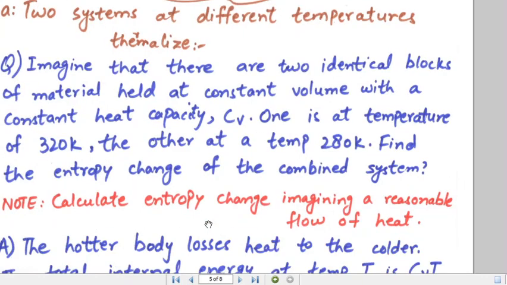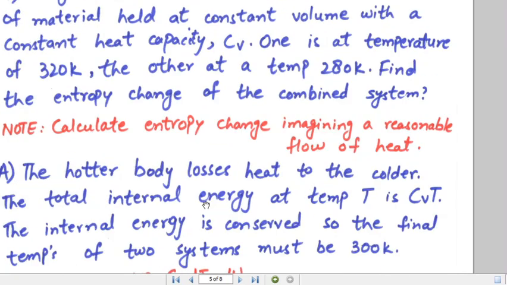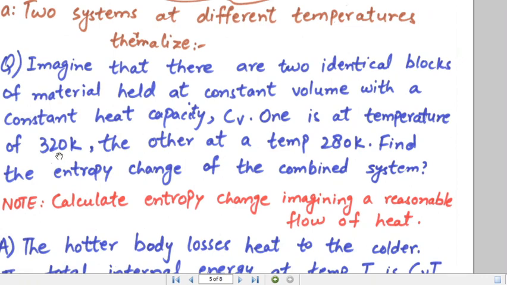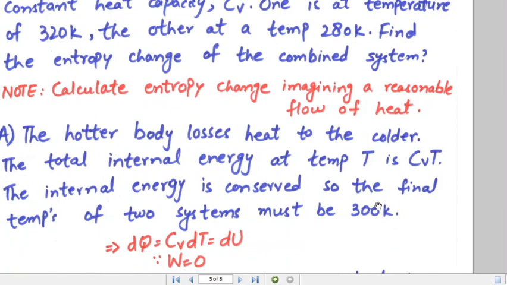So now let's find the solution. We know that one object is at 320 Kelvin, and the other object is at 280 Kelvin. So when both these objects are combined, the object which is at higher temperature will lose heat to the object which is at lower temperature. That is, the hotter body loses heat to the colder. So the total internal energy at temperature T is Cv dT. The internal energy is conserved, so the temperature of the two systems must be equal.